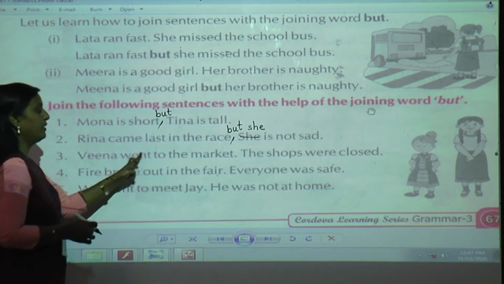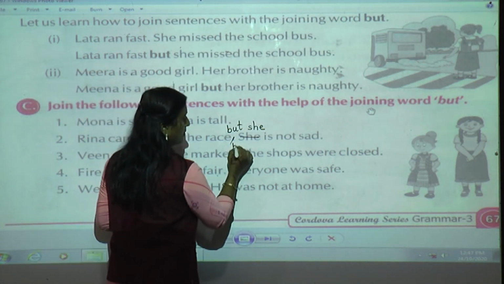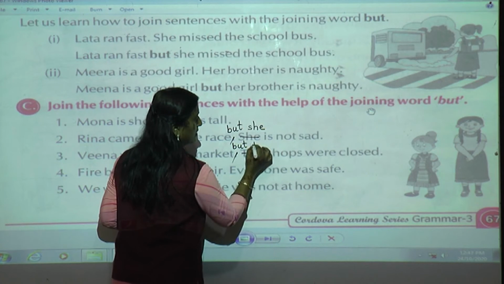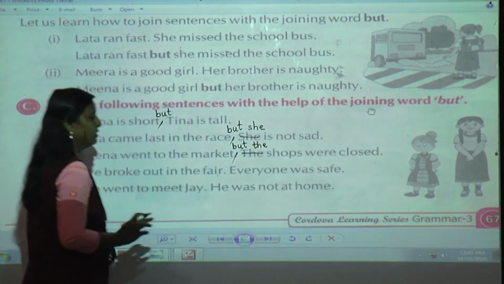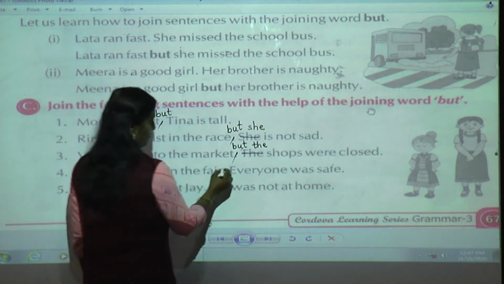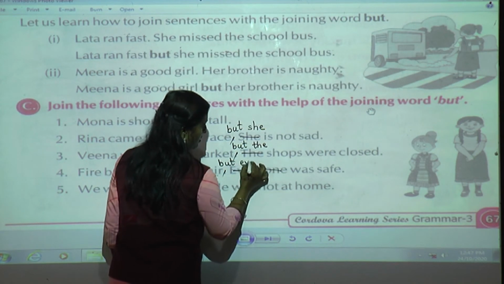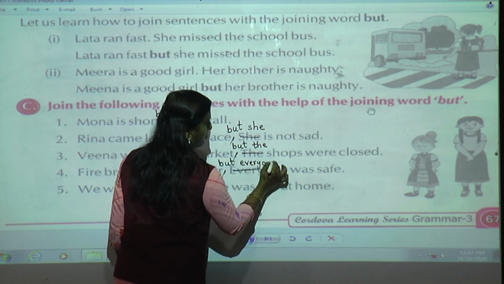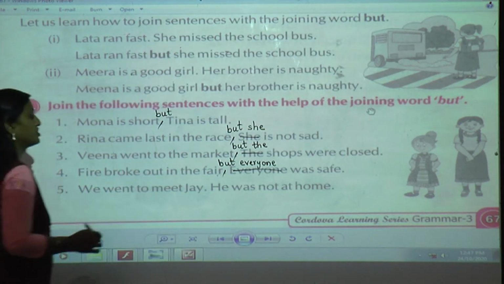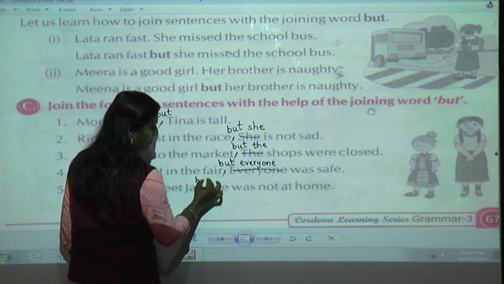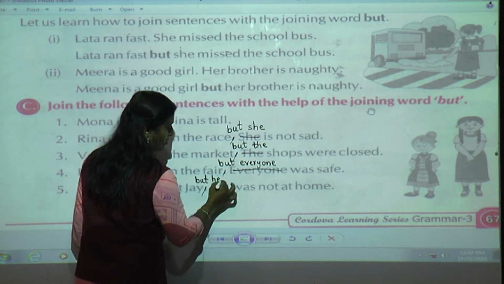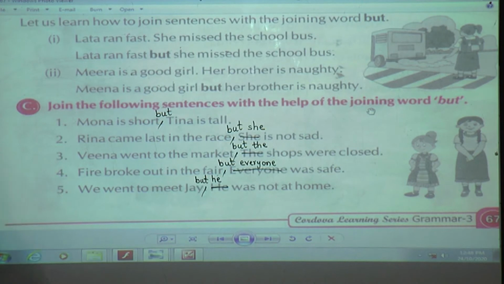Next, Veena went to the market. Full stop, cut, but, I'll cut, the shops were closed. Fire broke out in the area. Full stop, cut, but everyone was safe. We went to meet Jay. Full stop, cut, but here I'll cut because I want to write H in small. Then, okay, I hope that you have understood this also. Now we will move on to the next, that is because.